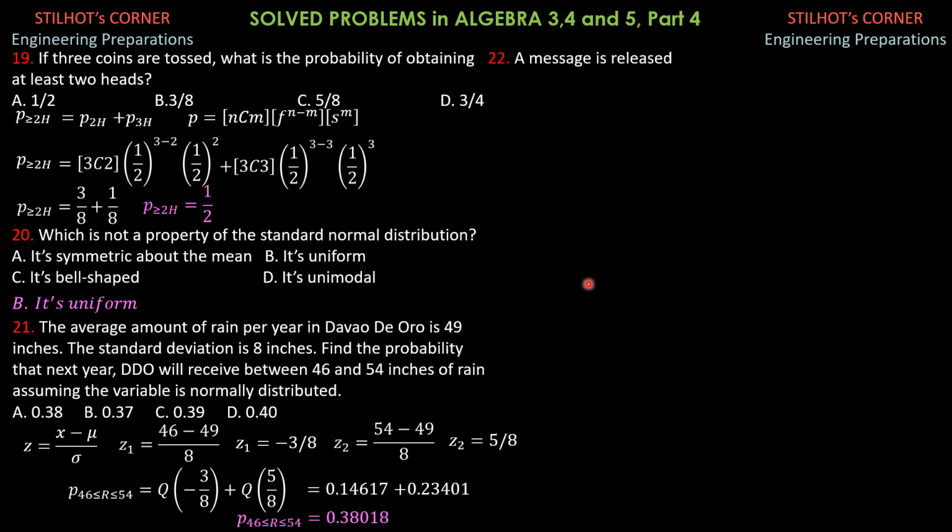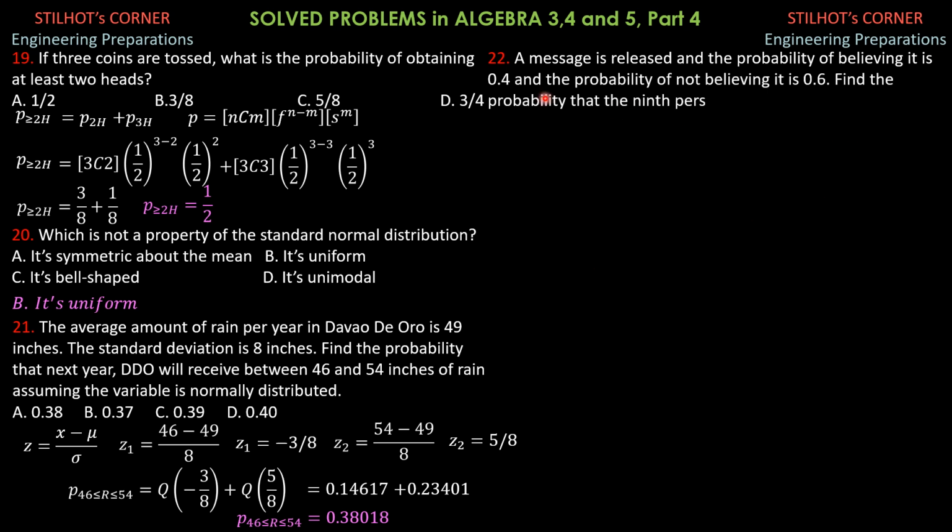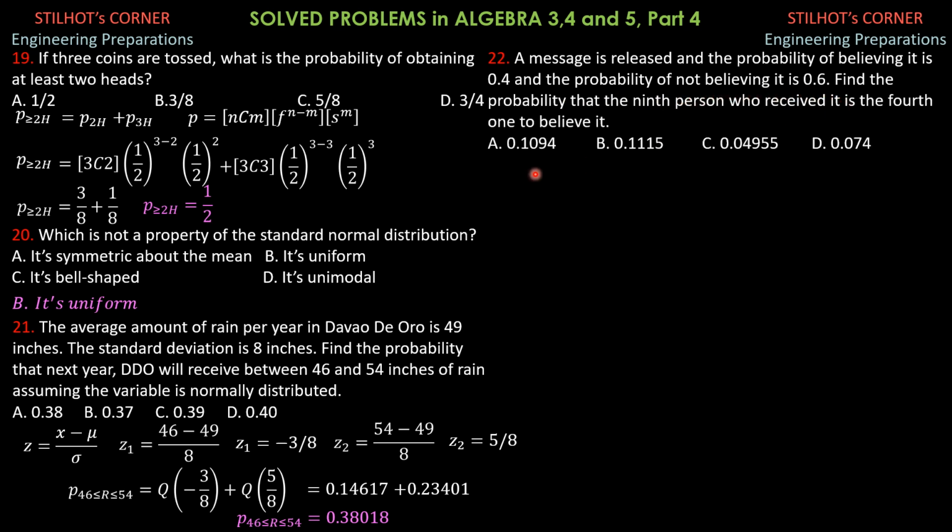A message is released and the probability of believing it is 0.4 and the probability of not believing it is 0.6. Find the probability that the 9th person who received it is the 4th one to believe it. So this is geometric probability. There is a formula, but I don't want to use that formula. Just listen to the explanations here.